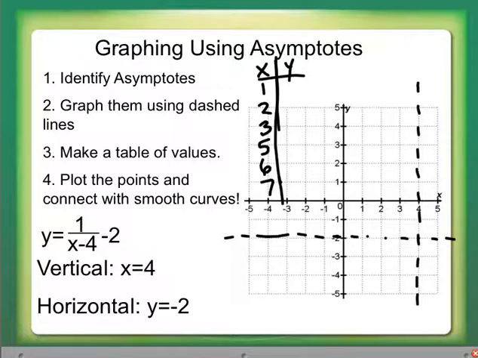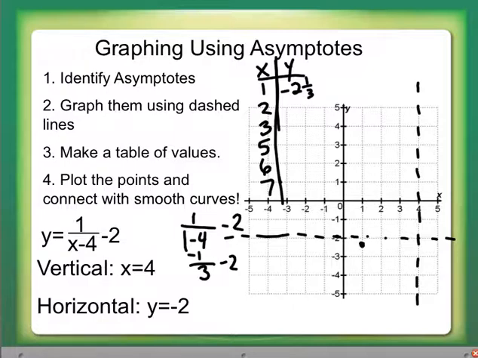So, for example, if I plug in x as 1, I'm going to get 1 over 1 minus 4 and then minus 2, which means that I get a negative 1/3 minus 2, meaning I get a negative 2 1/3. So I go over and at my x equals 1, I go down negative 2 1/3. I'm going to be about right here.